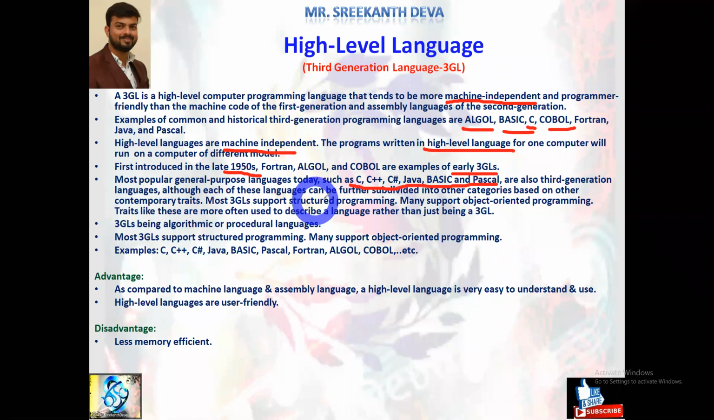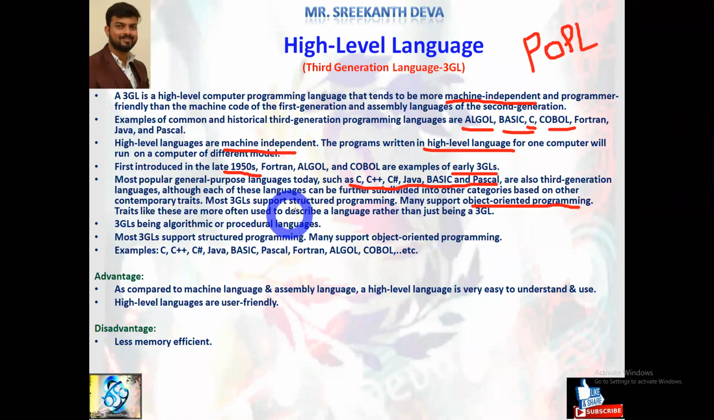Each of these languages can be further subdivided into other categories based on other contemporary traits. Most third generation languages support structured programming. Many support object oriented programming. Third generation languages support structural oriented programming languages, procedural oriented programming languages, and object oriented programming languages. Generally remember, third generation languages are called procedural oriented programming languages. We may also call them POPL, procedural oriented programming language.